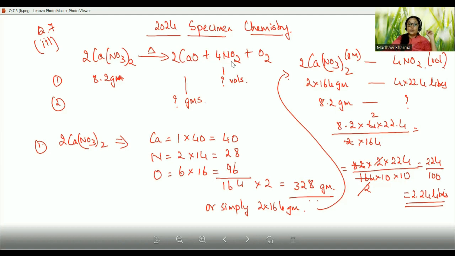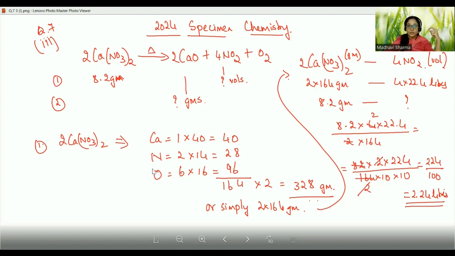So your first question is how many volumes of nitrogen dioxide, and the second is how many grams of CaO. This is how I have taught my students; I always write the question like this. Question number 1 is what are the volumes of nitrogen? Whatever is given, children, find the RMM of that.